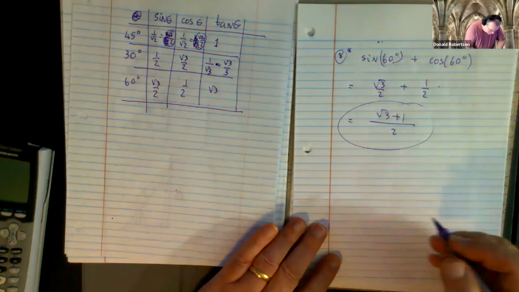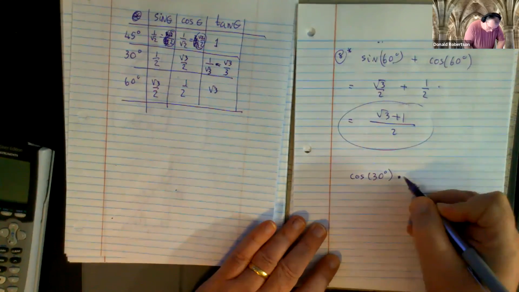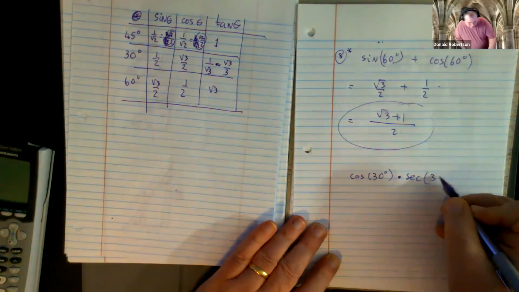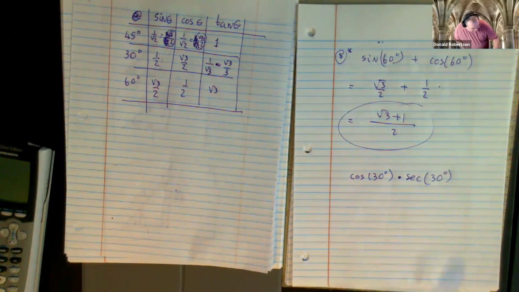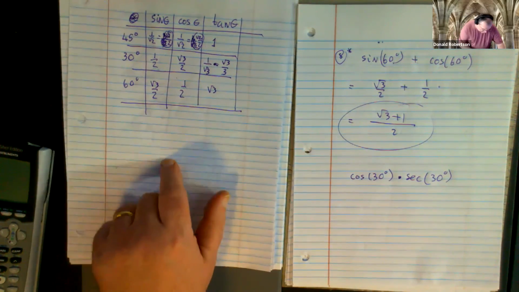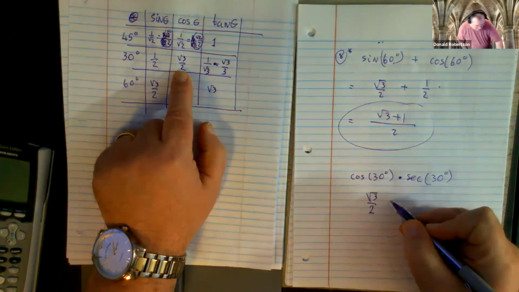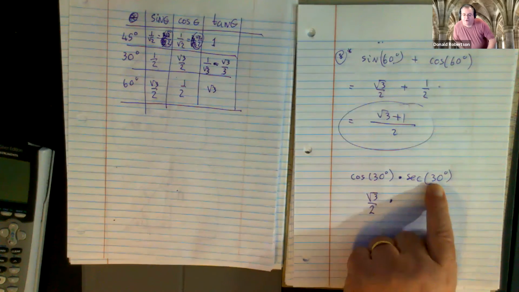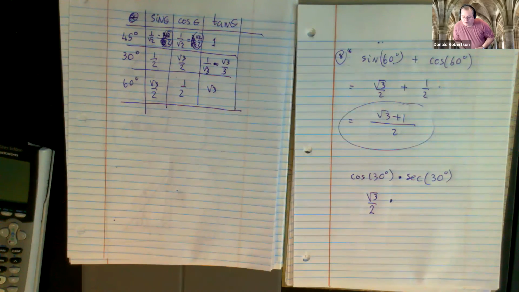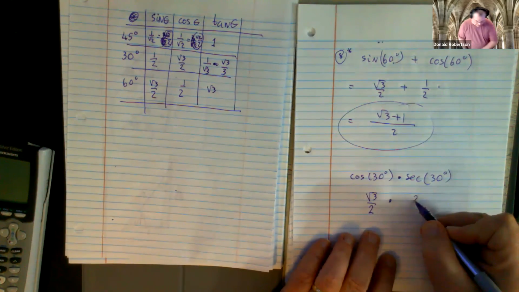Suppose I asked you to find the cosine of 30 degrees times the secant of 30 degrees, as an exact value. Well, the easy one is the cosine of 30 degrees, which is root 3 upon 2. Now, to find the secant of 30 degrees, isn't the secant the reciprocal of the cosine, the upside down version of it?